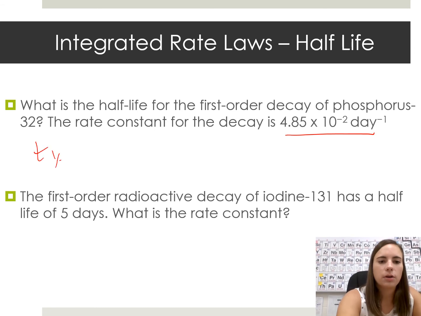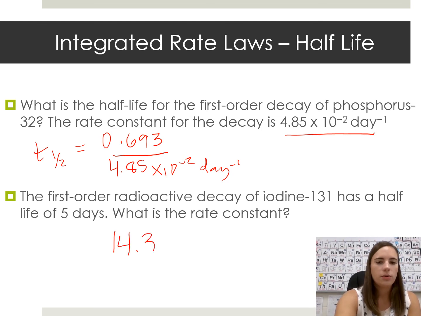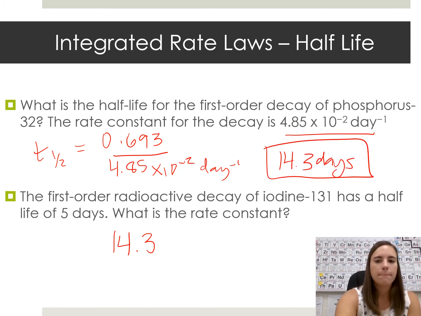Half-life, or time 1/2, is equal to 0.693 over 4.85 times 10 to the negative 2. The unit is days to the negative 1, which makes sense because that pops it up in the numerator. So I'm going to do 0.693 divided by 4.85 times 10 to the negative 2, and I get that the half-life is 14.3 days. Easy enough.